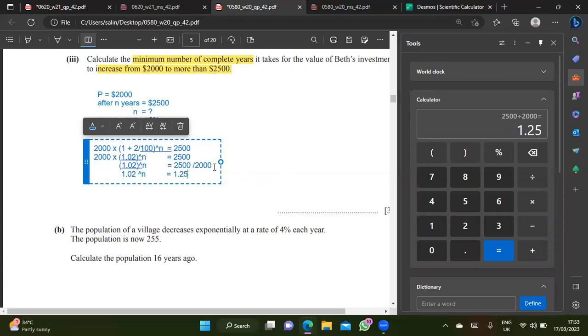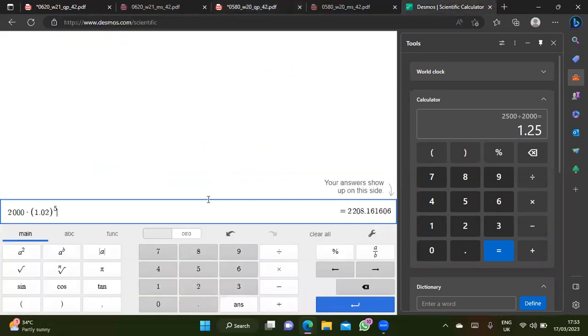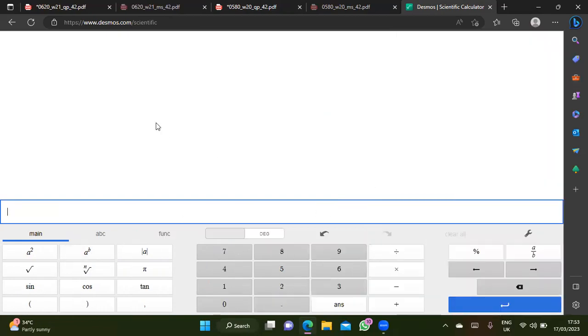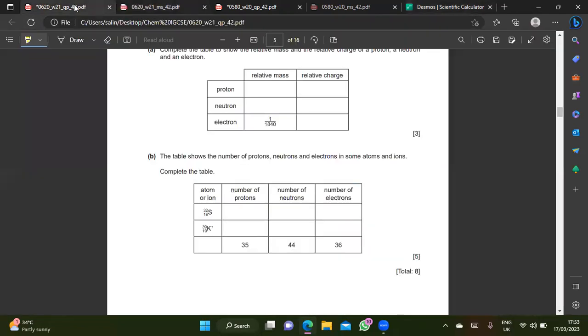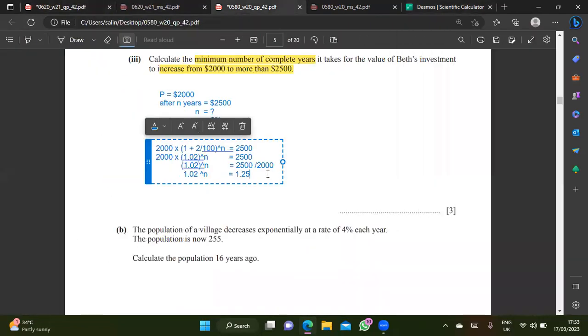1.25. Right. Since we have a power, let's have a look at our calculator. Do we have an inverse for power? We can use a method: we can revise ourselves on logarithm. So I'm going to teach you using that. So what we can do here is actually use log.